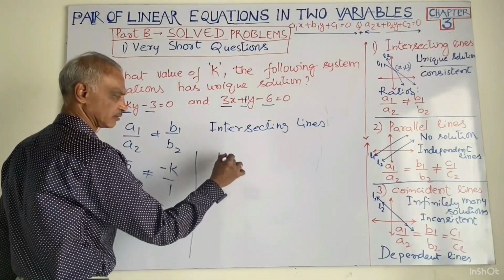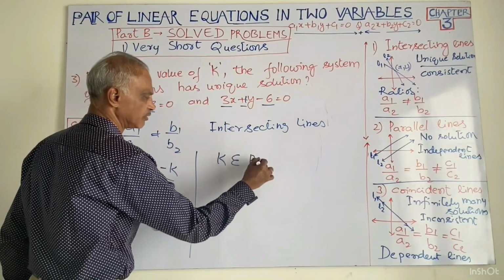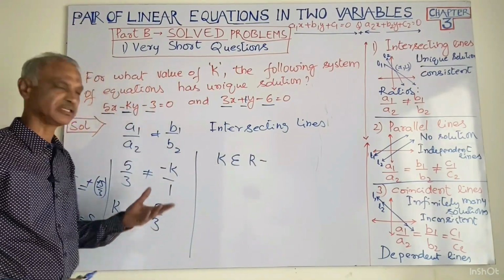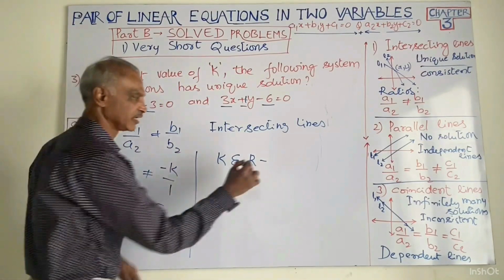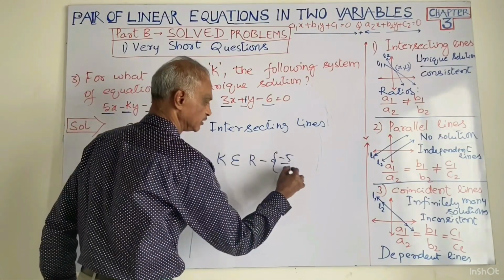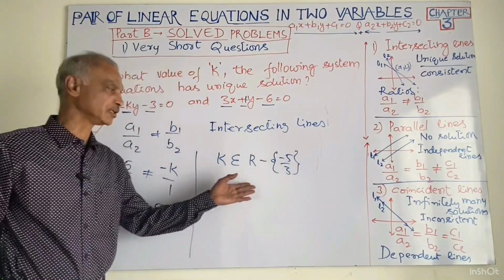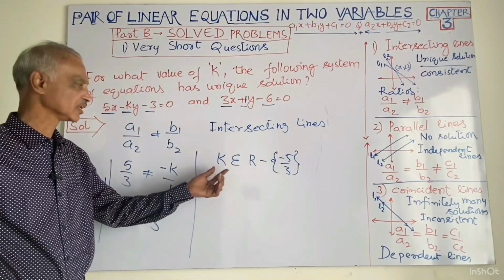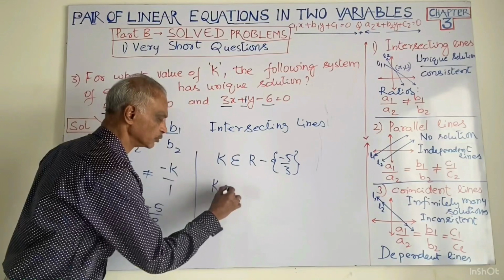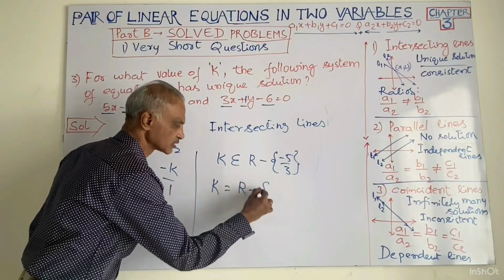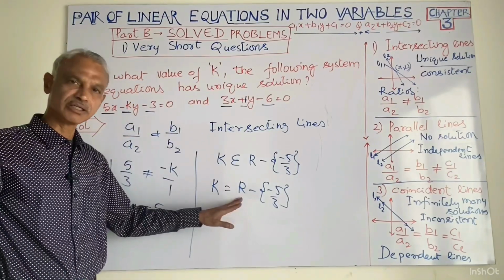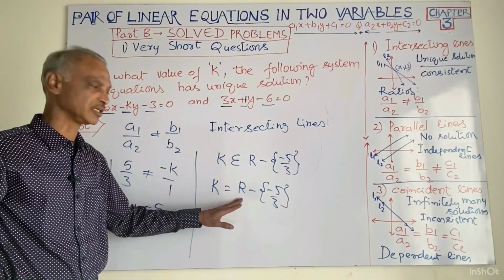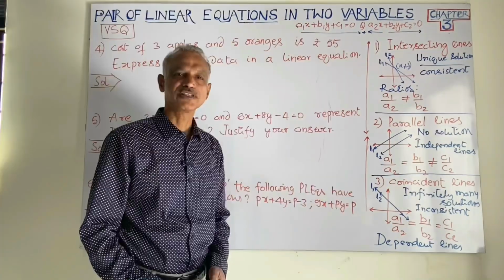So k can be any real number, but except minus 5 by 3. In place of k, you can take any real number, but it should not be equal to minus 5 by 3. What is our next problem?